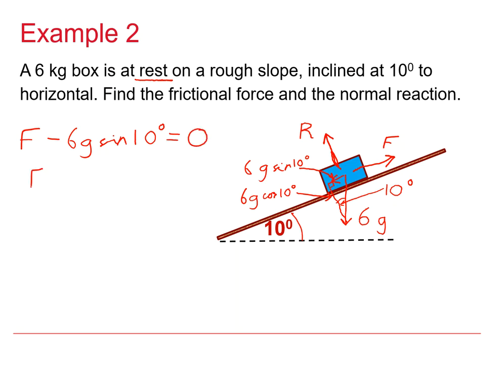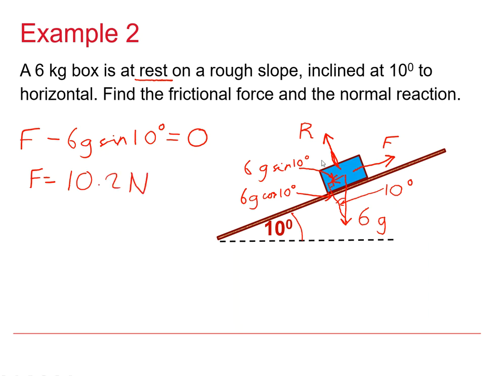So that tells us that F is equal to 6g sine 10 degrees. Remember, g is 9.8, so if we work that out, we find that F is equal to 10.2 newtons.